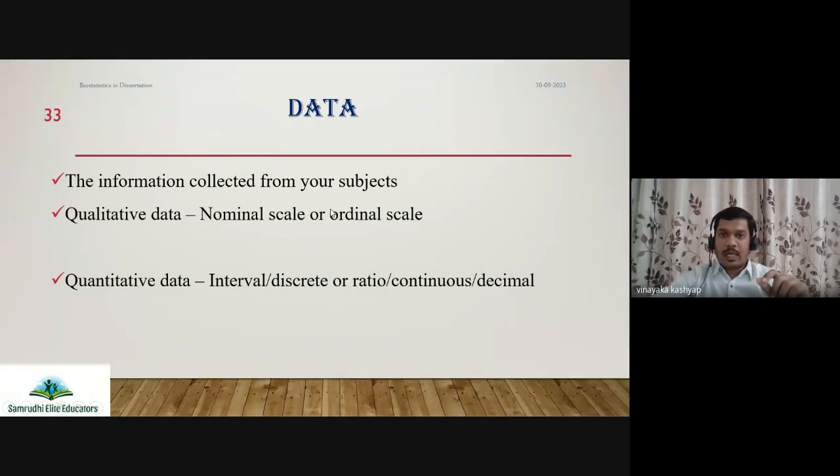What is ordinal data? The data that you are supposed to present in an order. For example, TNM classification, staging, or BMI, you cannot write anything. You are supposed to order it in a particular way. That is called ordinal data.